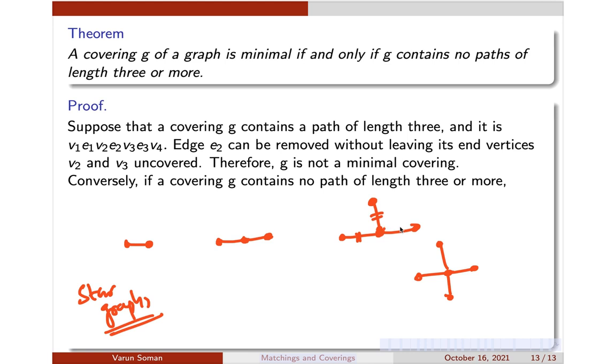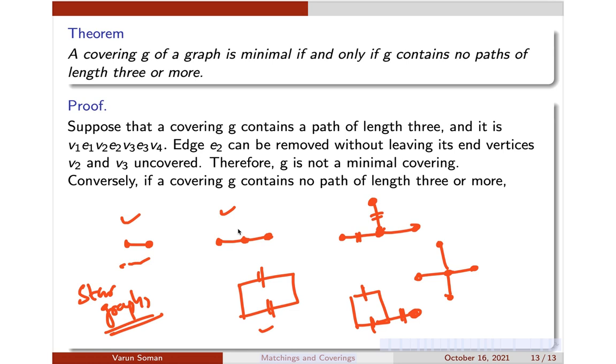So these are the possible ways of getting coverings in which there are no paths of length 3 or more. If my covering contains no paths of length 3 or more, my covering would contain edges which do not have any more adjacent edges, or it may contain paths like this, or like this. For example, if I look at this graph here, I am taking the covering as this, so my covering contains only edges of this form. Or suppose my graph is like this and I am taking my covering as this. You can see that this covering contains edges of this form as well as this form. So anyway you will be getting star graphs.